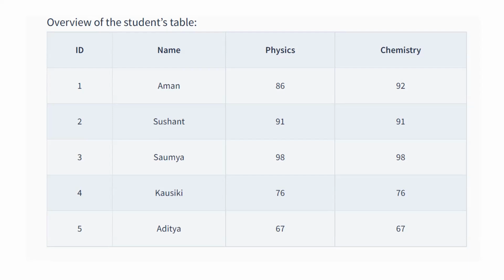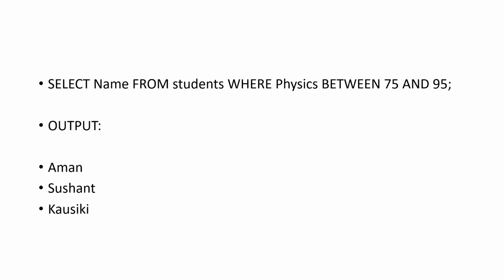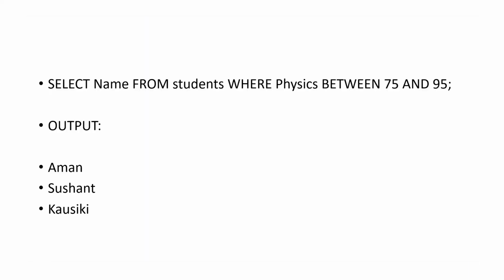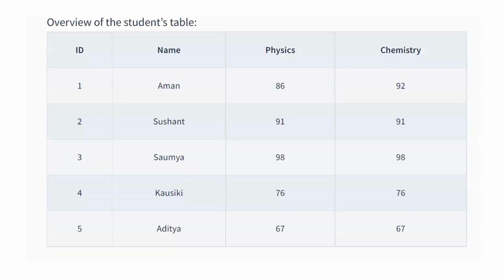So I'm using the query select name from students. Here name is the attribute. This is the second attribute in this table. So students is a table. So overall, we can call it students. Table name is students. Where physics, here physics is the third attribute. So I'm using only the third attribute, physics column only.